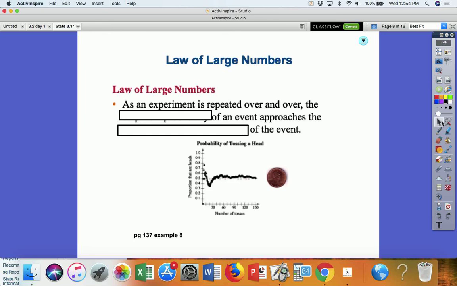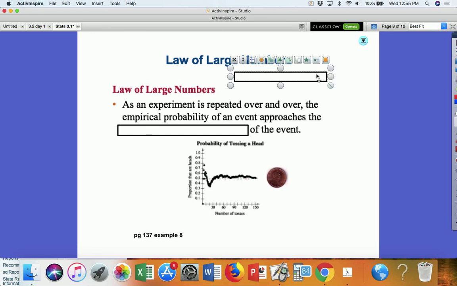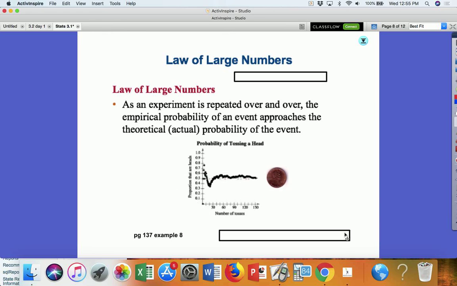The law of large numbers says as an experiment is repeated over and over and over again, so we repeated it 270 times, but maybe we could do it more and more, that empirical, statistical probability is going to approach what? The other one, what's the other one called? Theoretical. That's the law of large numbers. The more you do this, the closer your statistical probabilities are going to get to the theoretical probabilities.